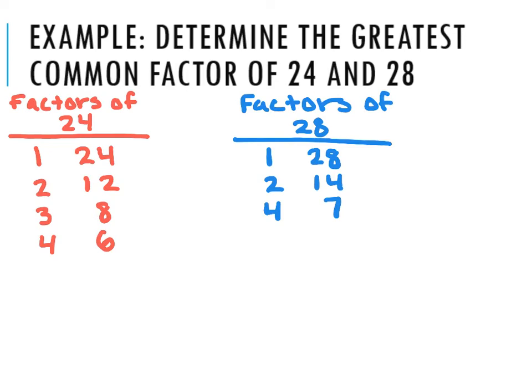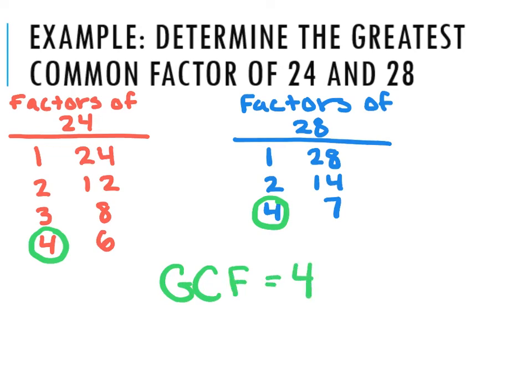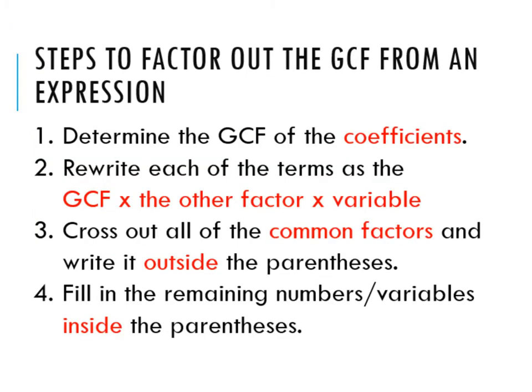Now, if we look, the greatest common factor is the biggest number that is included in both of these. And the biggest number that's included in both of our sets of factors is 4. So the GCF, or the greatest common factor, is 4. Now let's talk about the steps to factor a greatest common factor out of an algebraic expression.